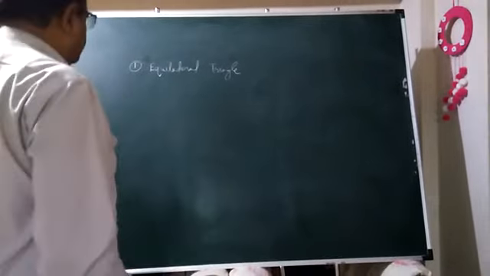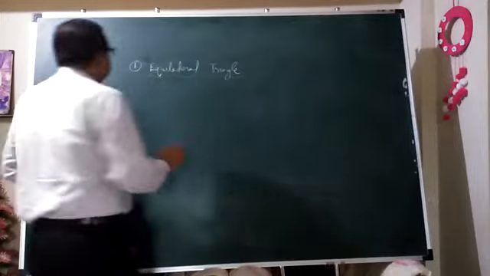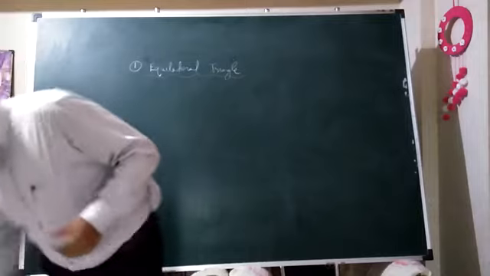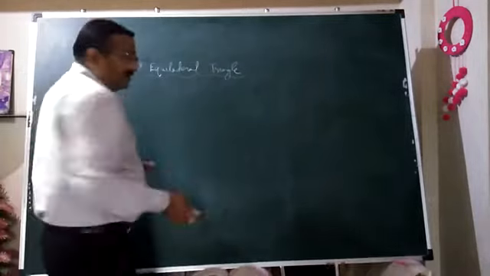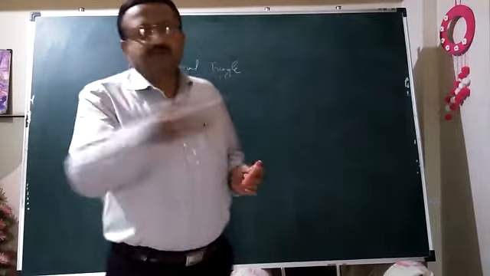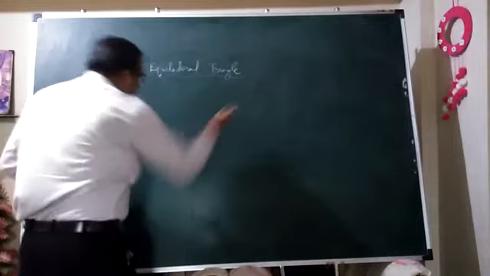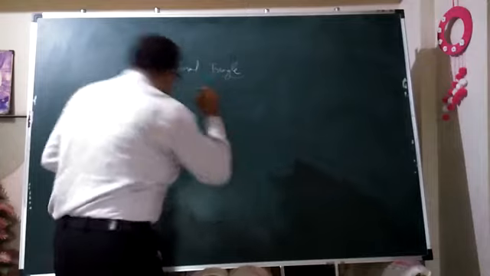Equilateral triangle. We are going to construct an equilateral triangle possessing 50 mm side length. So what is the procedure? You have learned this equilateral triangle in, I think, 5th or 6th standard. The same procedure we are going to repeat here. Nothing is new. Okay. Very simple construction.